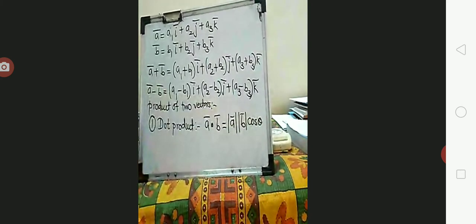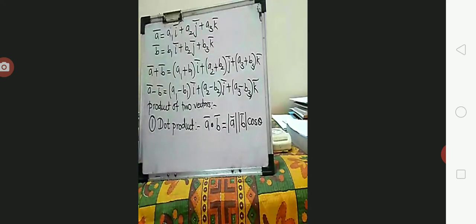Correct. The definition is: mod a bar into mod b bar into cosine of the angle between these two. So it is mod a bar into mod b bar into cosine of theta.